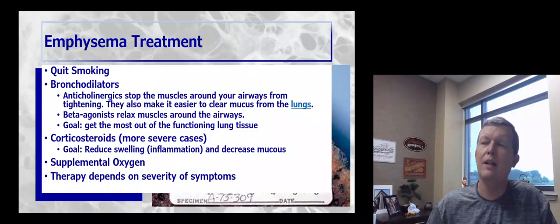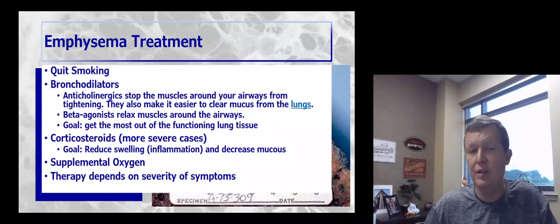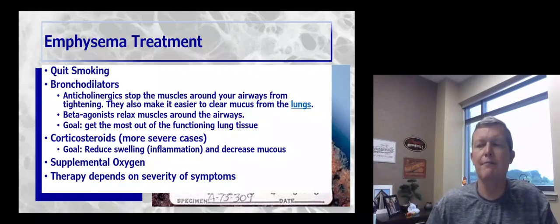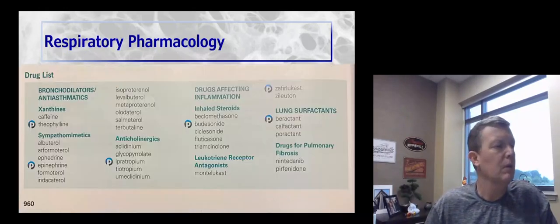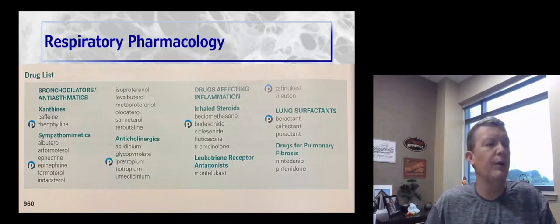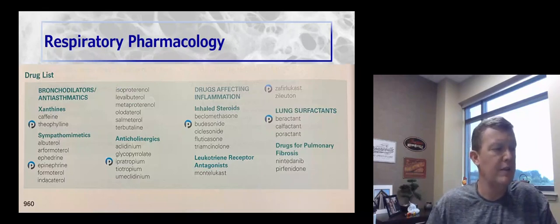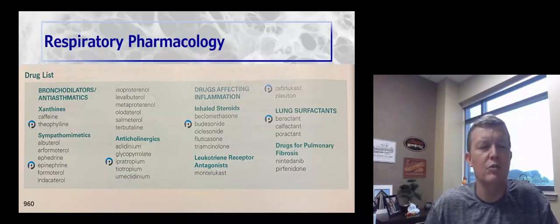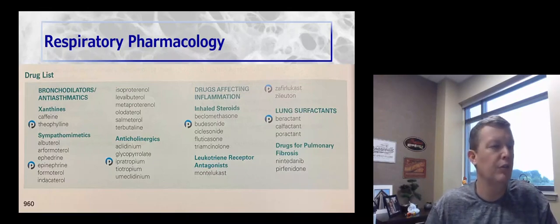Obviously, the therapy and the combination of therapy and the complexity of the regimen depends on the severity of the symptoms. This is a slide that we're going to break down in class. So we'll talk through all of these: the xanthines, the sympathomimetics, anticholinergics, inhaled steroids, leukotriene receptor antagonists. We'll touch on surfactants, and we'll refer to these drugs for pulmonary fibrosis. We'll refer to those when we get to pulmonary fibrosis.